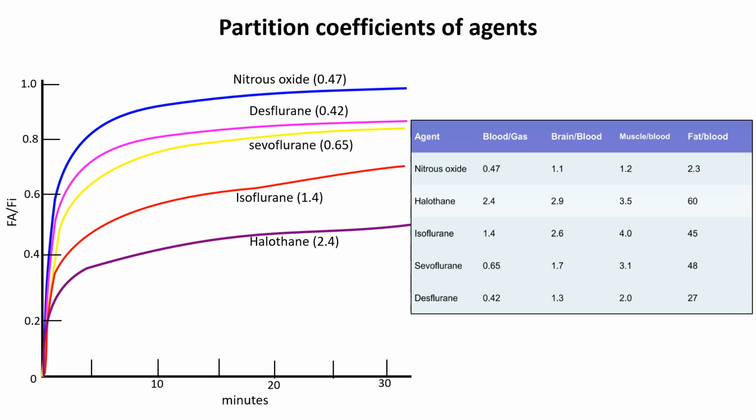For instance, the brain blood partition coefficient reflects the solubility of an inhalational anesthetic in brain tissue relative to blood. It determines how easily the anesthetic transfers from blood into the brain, where it exerts its effects.